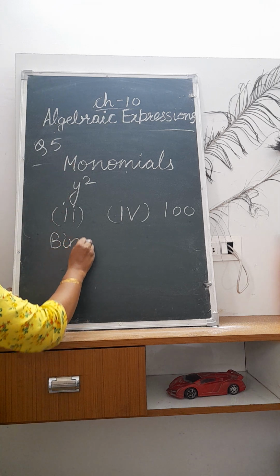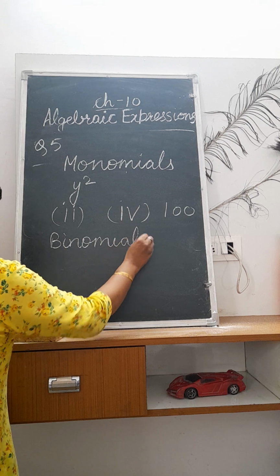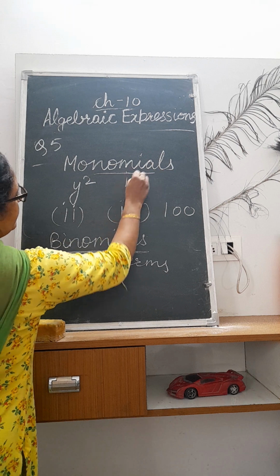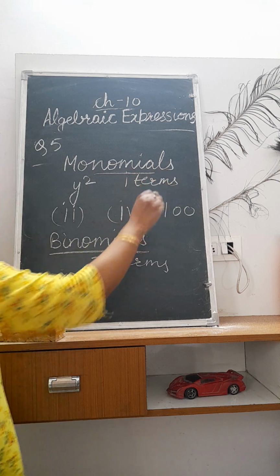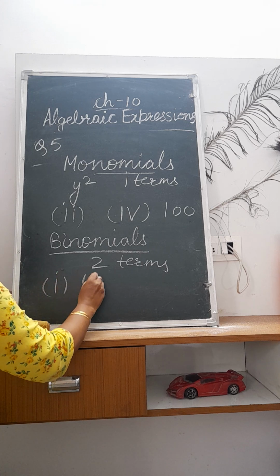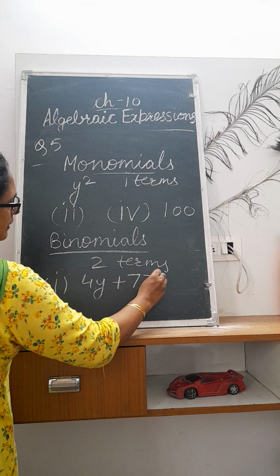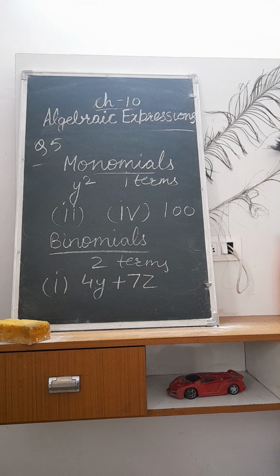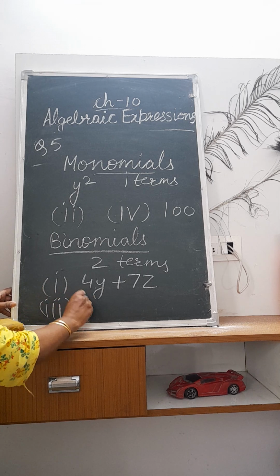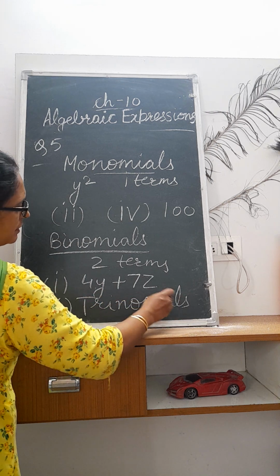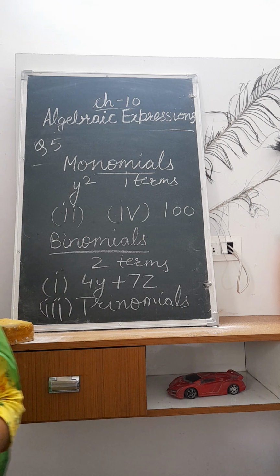Now binomials. Binomials means when we have two terms. Monomials means one term. Binomial means two terms. Suppose in the first part you see 4y plus 7z: first term, second term, so these form the binomial. Now trinomial, if you see the third part: trinomial means when we have three terms.